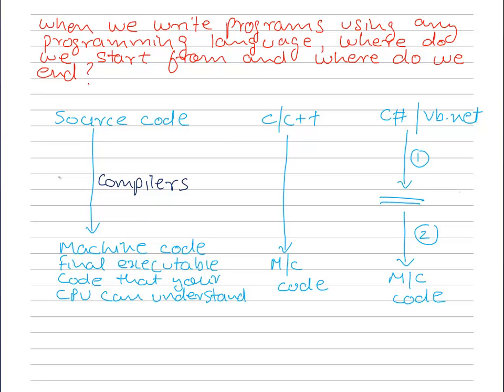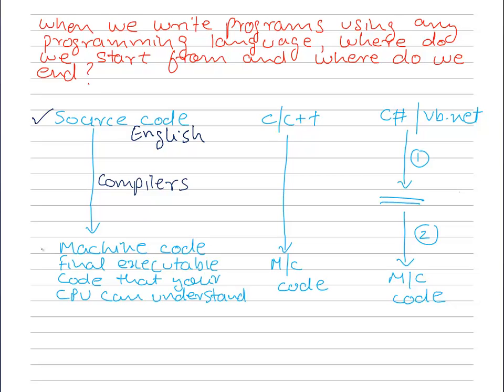Alright, now to understand the role of CLR in .NET, what we have to understand first is that when we write programs using any programming language, where do we start from and where do we end, right? Now it's a very simple thing to understand. Whenever you start writing a program, you write the source code using some programming language, which can be C, C++, or .NET, in .NET it is C# or VB.NET, or Java or PHP, any programming language, and all these programming languages are English like, so they are very easily understandable to humans. So the syntax is almost all in English, right?